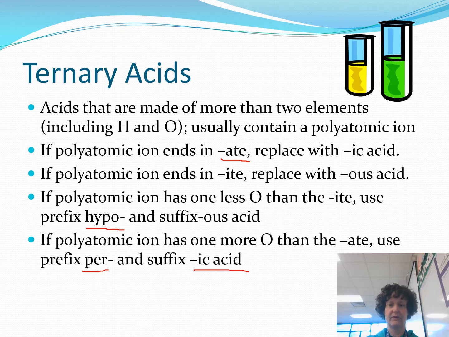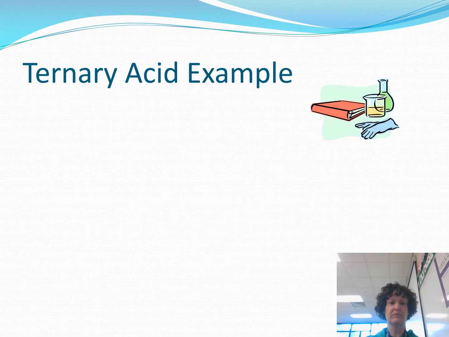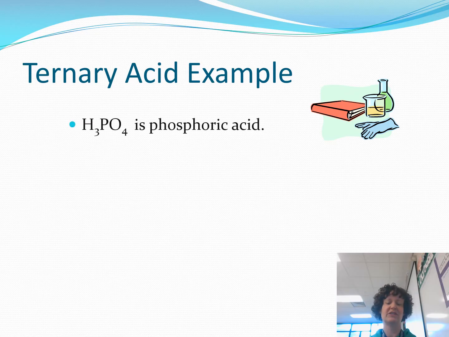Now, I'm guessing right now you're feeling like, oh my gosh, this makes no sense. I'm super confused. Don't panic. We're going to go through an example, and I think it'll make more sense. And then, of course, practicing will help. All right, so here's an example. Let's start with this acid, H3PO4. Now, H3PO4 has a polyatomic ion in it. What is that polyatomic ion?